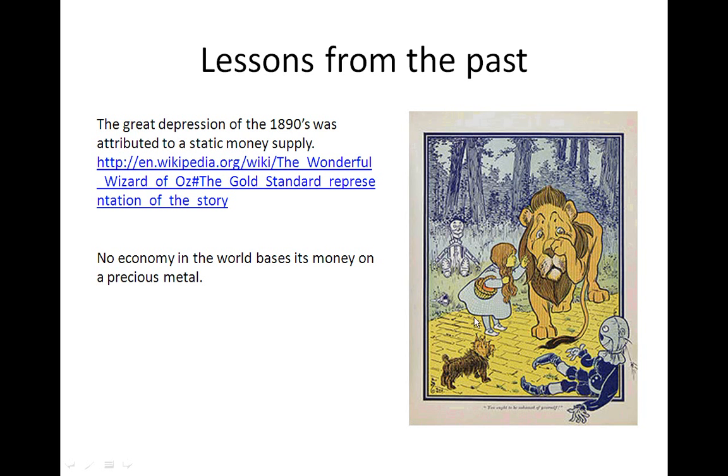It doesn't increase like the population does. And a static money supply leads to decreasing productivity in the economy, and it's disastrous for the economy. No economy in the world bases its money on a precious metal, and there's a reason for that. It's not good. So I hope that we can learn from the lessons of the past.